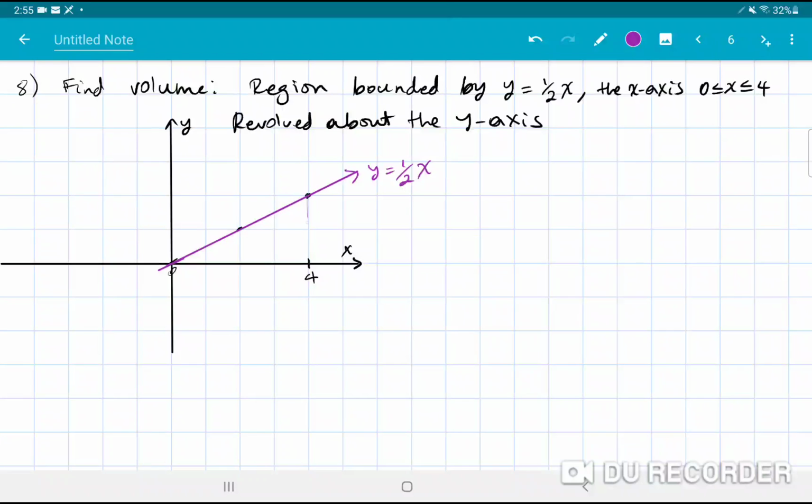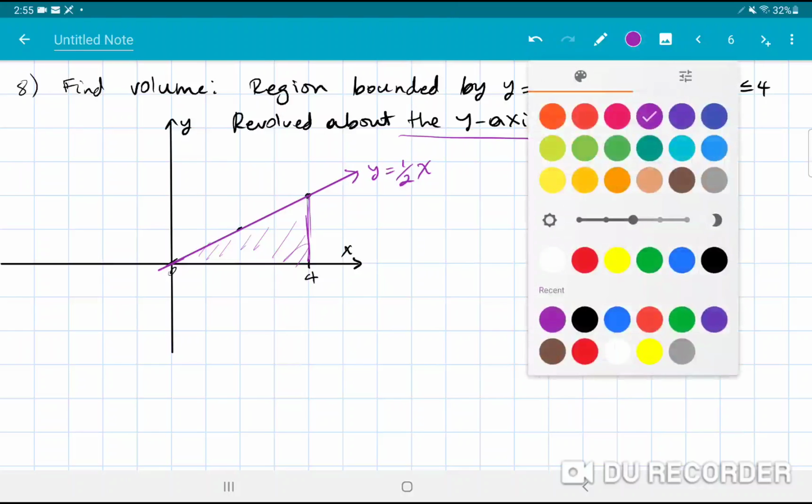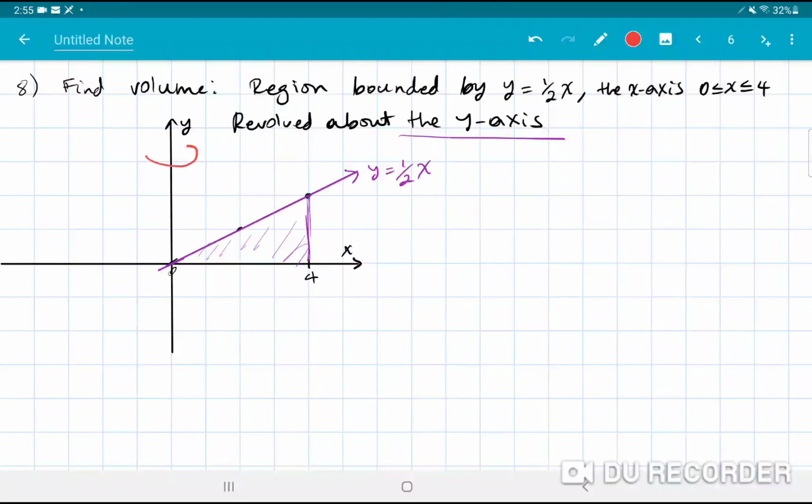From 0 to 4. So this is your region bounded by the x-axis. This is the region, and we're revolving it now. We're going to focus on the axis of revolution, revolving it about the y-axis. Where is the y-axis? The y-axis is here. We're revolving it about this y-axis. So this guy we're spinning it about the y-axis.